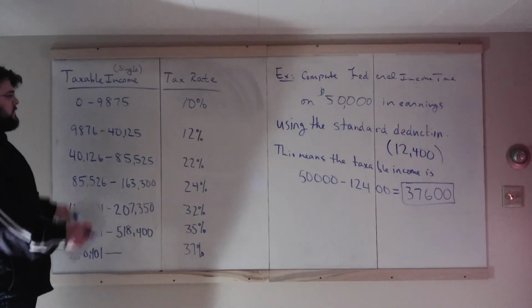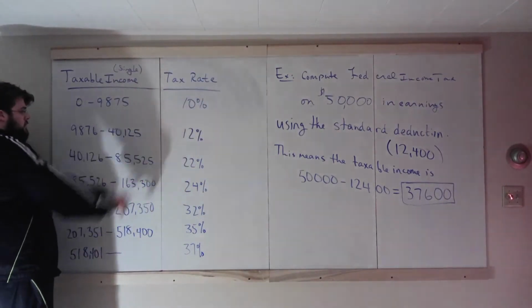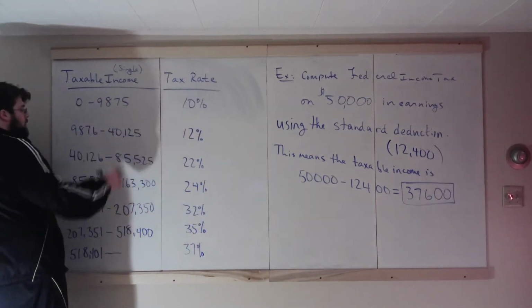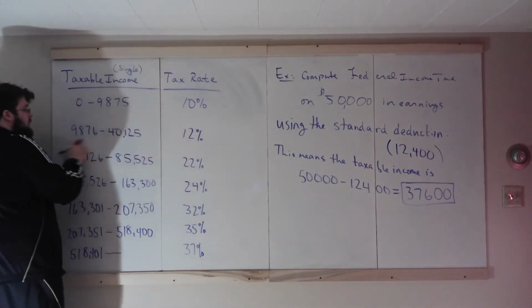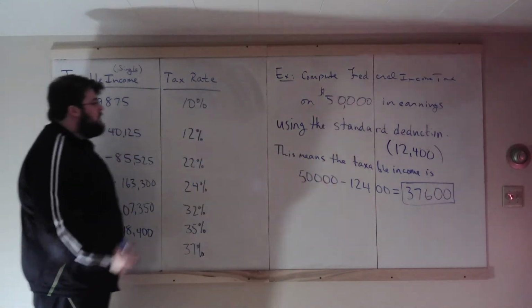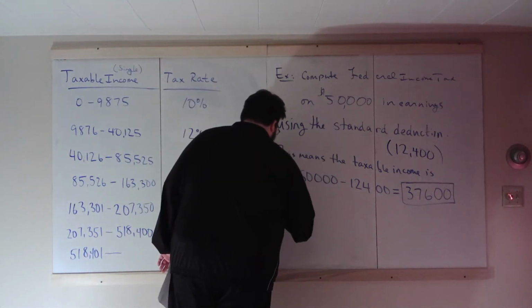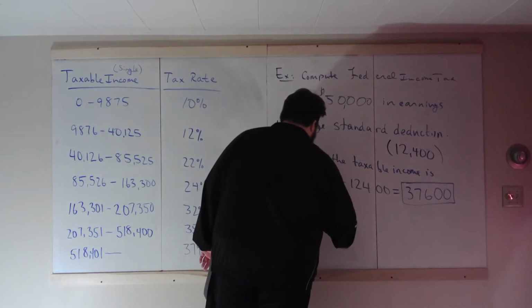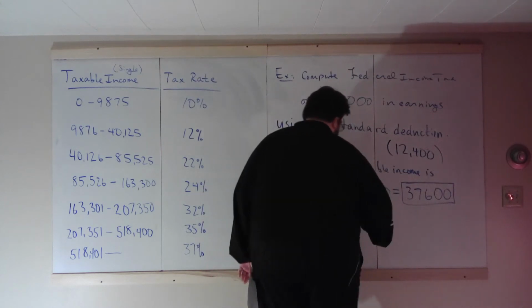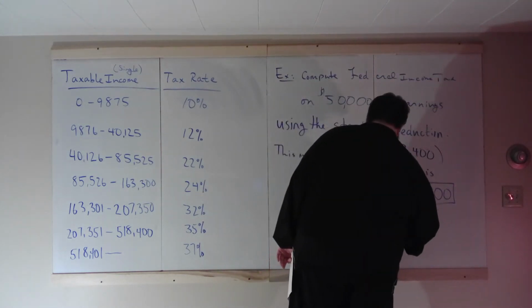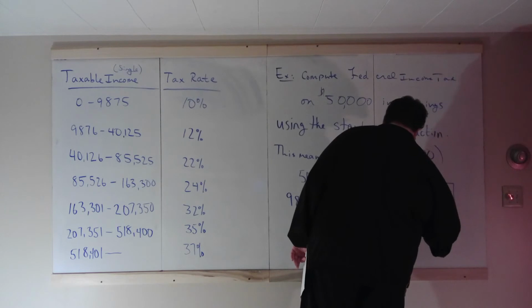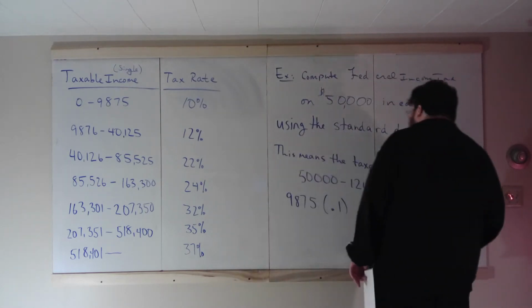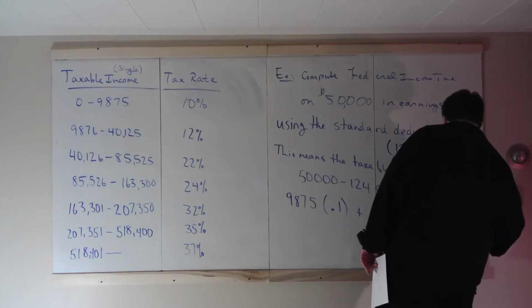But where was I? The taxable income, $37,600. So that means part of your income is going to be taxed at 10%, and part of your income is going to be taxed at 12%, because that number winds up in here. So let's find the taxes. Well, again, the first $9,875 is taxed at 10%, and the remaining $37,600 minus $9,875 is taxed at 12%.